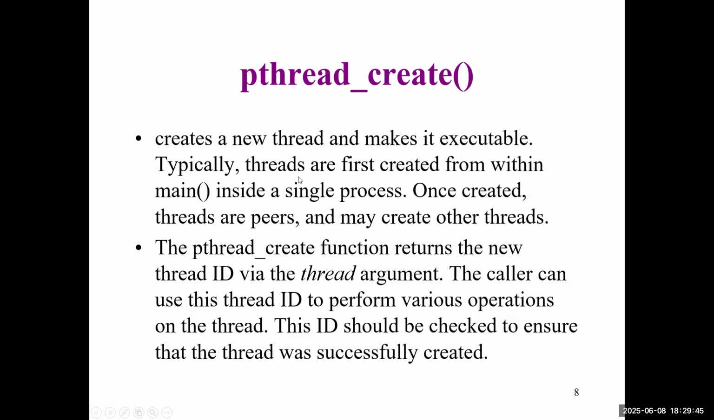It creates a new thread and makes it executable. Typically, the threads are first created from within main inside a single process. Once created, threads are peers and may create other threads. So a thread can create another thread, and it's a little bit different. They're peers. If a thread creates another thread, they're all brothers. They're not considered grandchildren.